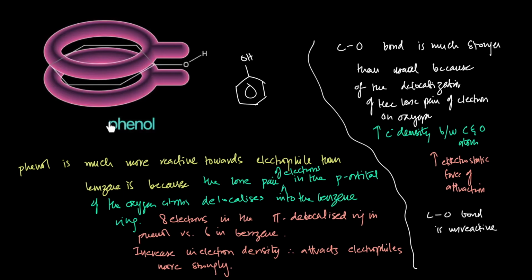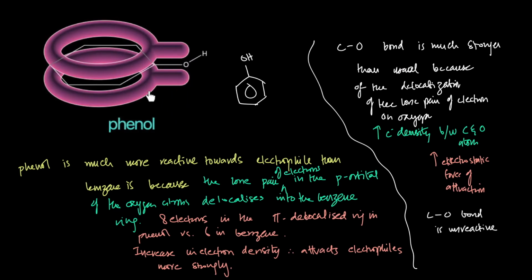So we've already seen how phenol makes the benzene ring much more reactive towards electrophiles than you would see in benzene, because of the delocalization of the lone pair of electrons in the p orbital on the oxygen atom into the benzene ring, which increases the electron density in the ring and makes it attract electrophiles more strongly. At the same time, the CO bond in phenol, because of this delocalization, has greater electron density between the carbon and the oxygen atom, right? And if there's greater electron density, it means that the CO bond doesn't break.